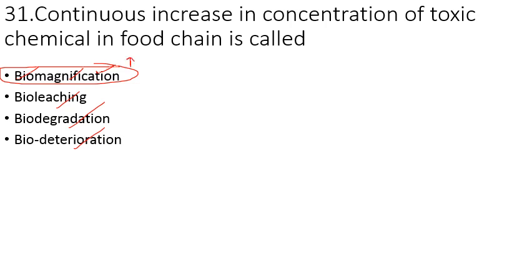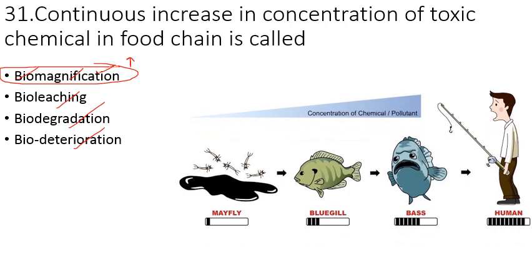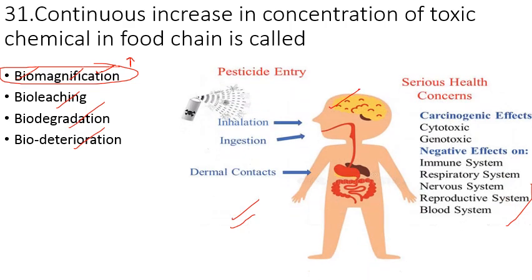So when the food passes from one trophic level to the next trophic level, its concentration gets increased. So that increase in concentration of these chemicals, pesticides or pollutants in each trophic level is known as biomagnification. So from mayfly to human, its concentration is increasing from passing through each trophic level. So this increase in concentration is known as biomagnification.